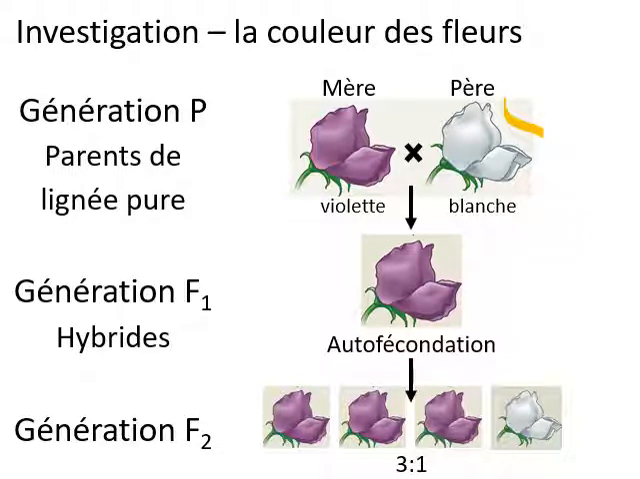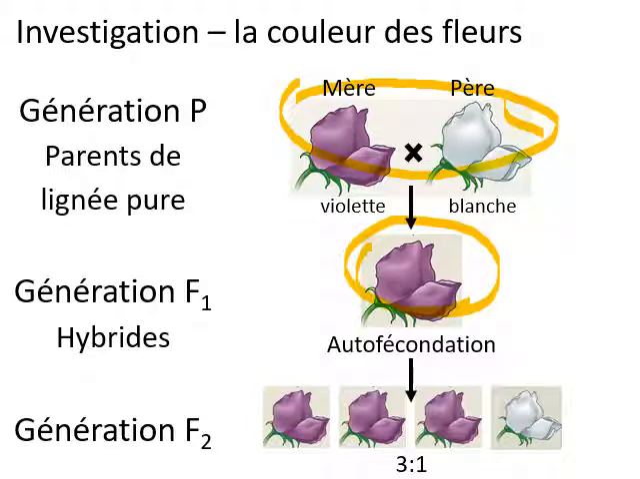He crossed these true breeding flowers and grew the resulting peas. The resulting peas are the hybrid plants. And these hybrids had only purple flowers. A hybrid is the offspring of the true breeding parents.